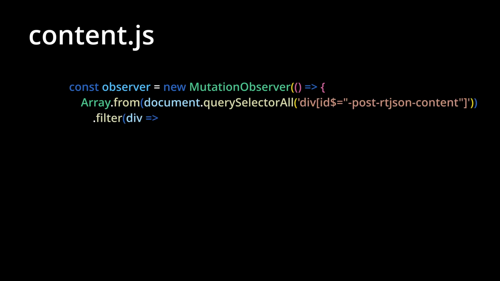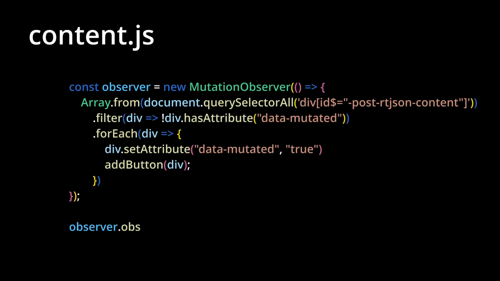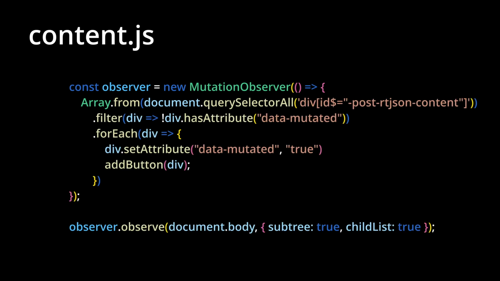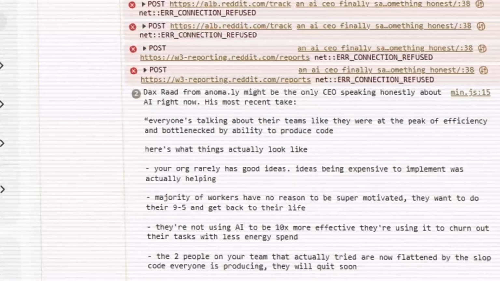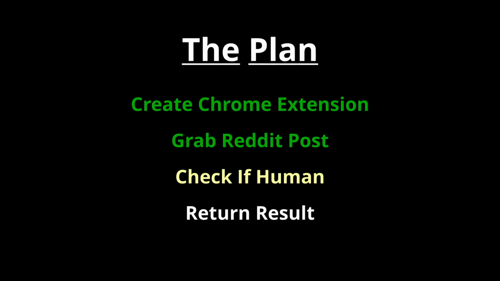And in that same file, we'll add a mutation observer so we could render a button dynamically every time a post loads. Now, when we load the extension into Chrome, we can head over to Reddit and see that our button is there. And after we click the button, the post gets pushed over to the console. So we have the first 2 steps of the project done, but now comes the hardest part, which is checking if the post is a human.